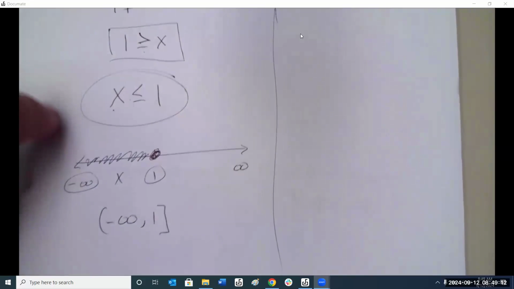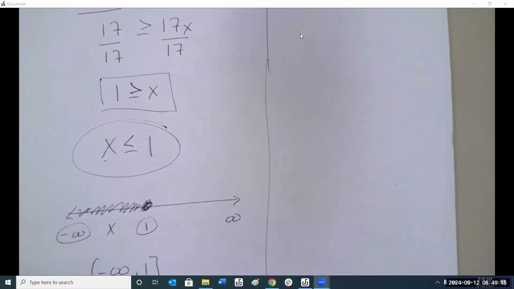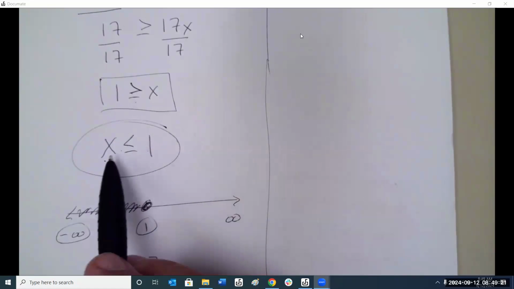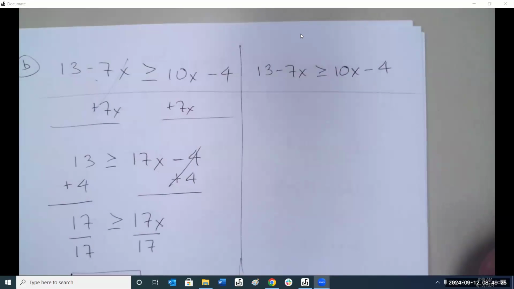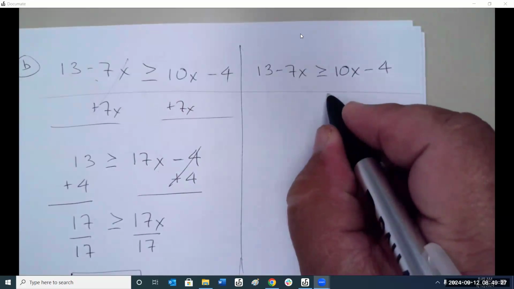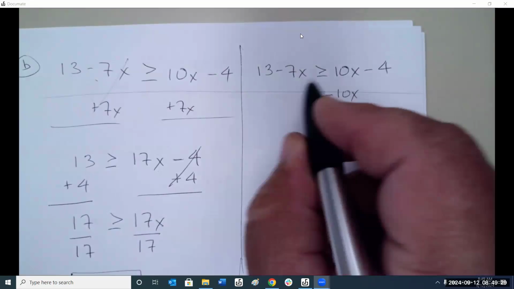All right, so that's doing the way we talk about. But a lot of teachers tell their students always move the x's to the left side because they want to get to this point here. So let's move our x's to the left side. Subtract 10x from both sides.